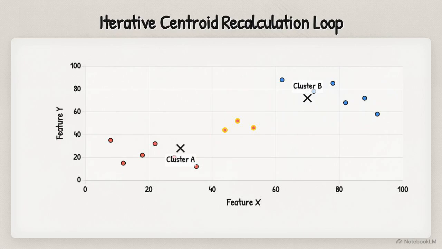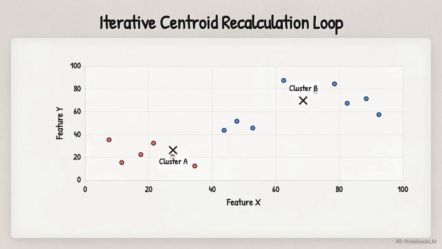Look at these 3 points on the border. Now that the centroids have moved, their relative distance to the red and blue markers has changed. The algorithm remeasures the distance for every point. Because the blue centroid moved closer to these border items, they switch groups to maintain the closest centroid rule.